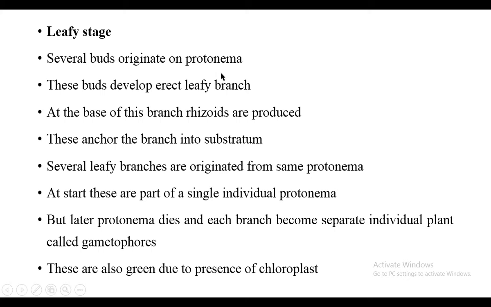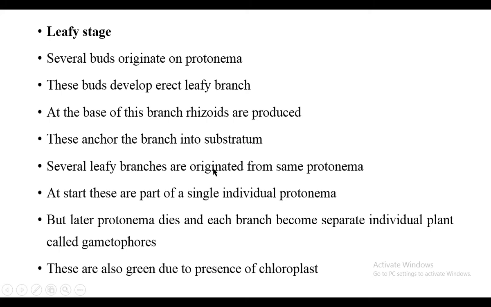Several buds originate on the protonema. These buds develop erect leafy branches. At the base of this branch, rhizoids are produced. These anchor the branch into the substratum. जो बेस से प्रोड्यूस होंगे बड लाइक स्ट्रक्चर, जो ब्रांचेस प्रोड्यूस होंगी वो तो rhizoids में डेवलप हो जाएंगे. These anchor the ground substratum.